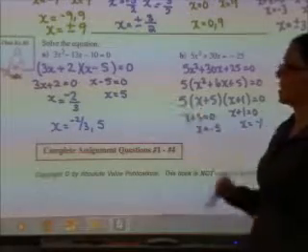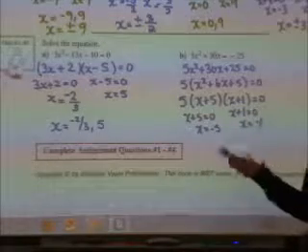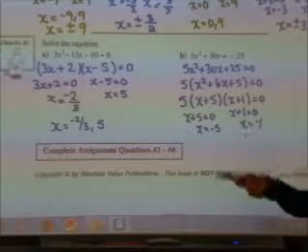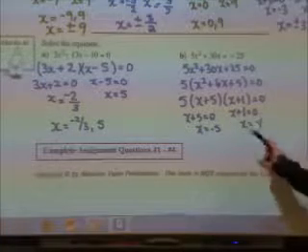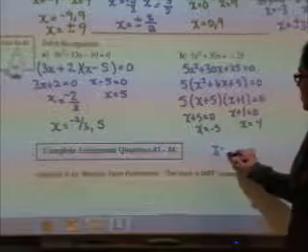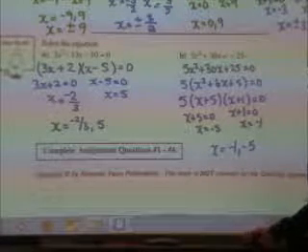I don't need to worry about the constant here because I could divide by 5 on each side and that 5 would disappear. I don't need to do that step because I'm more so interested in these two values. So x equals negative 1 and negative 5.